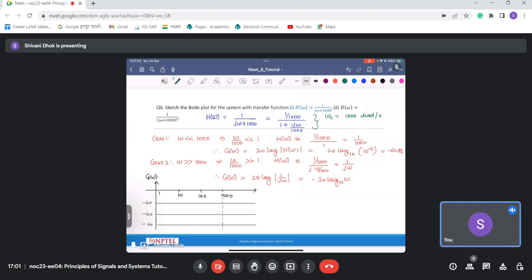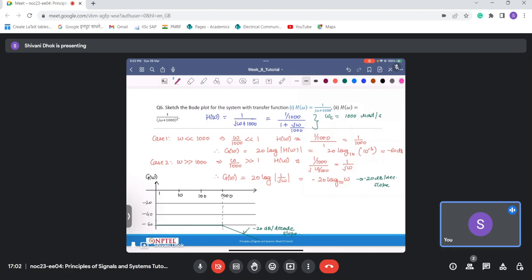G of omega takes the value of minus 60 dB, which is something like this, and after that we have a minus 20 dB per decade slope. So after that it decreases something like this. So here we have a minus 20 dB per decade slope. Okay, now this is the case for magnitude.